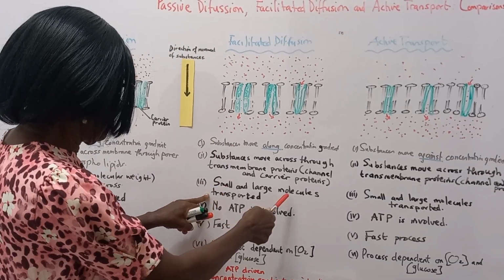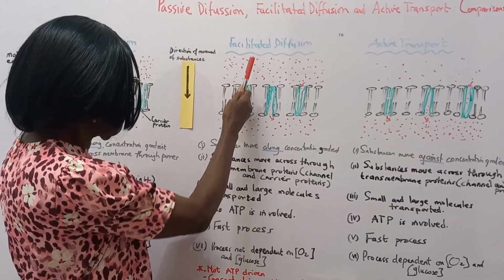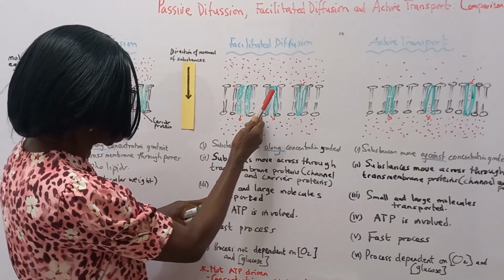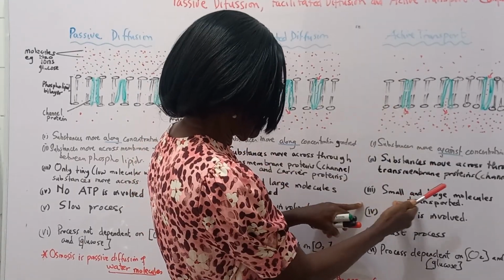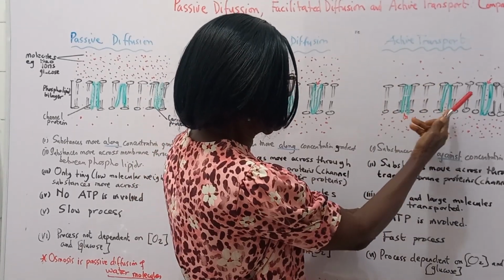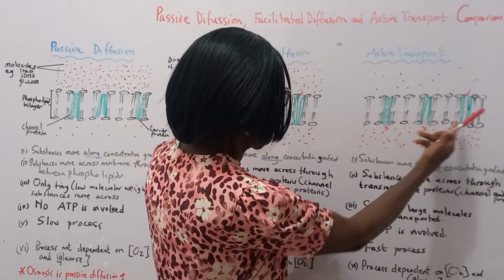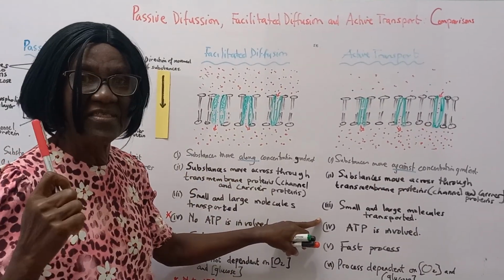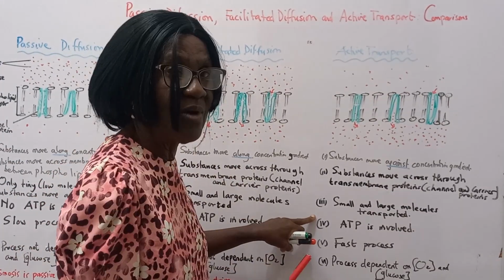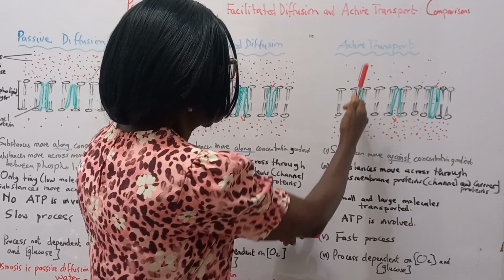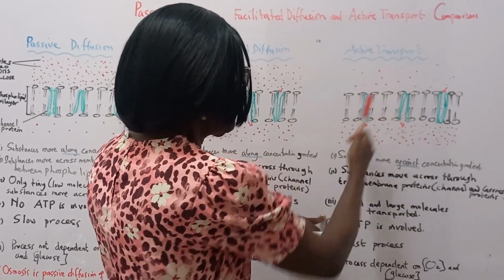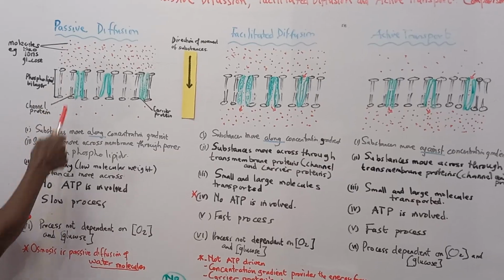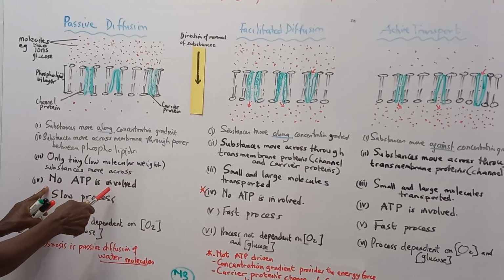So small molecules or large molecules can go through transmembrane proteins. Active transport too can transport small or large molecules because they are going through transmembrane proteins. And as we discussed in our previous lesson, you have glucose transporters that will transport large quantities of glucose through membrane proteins.